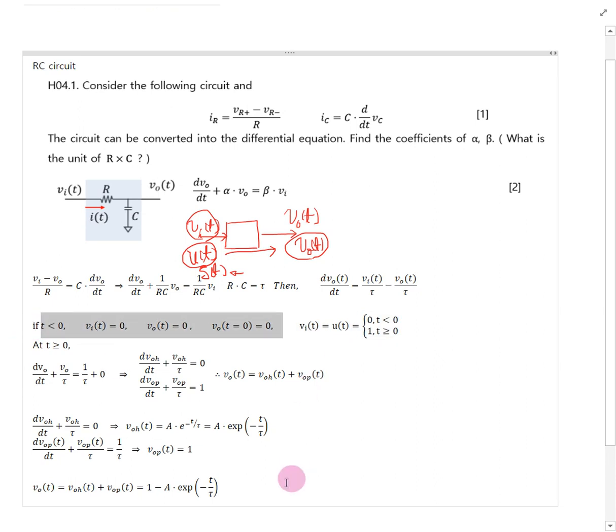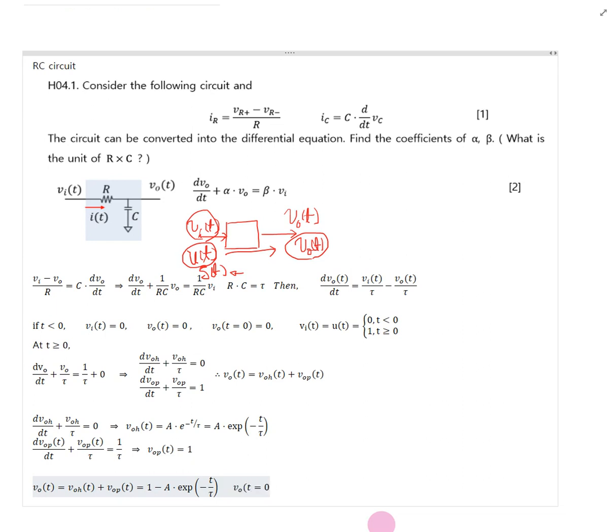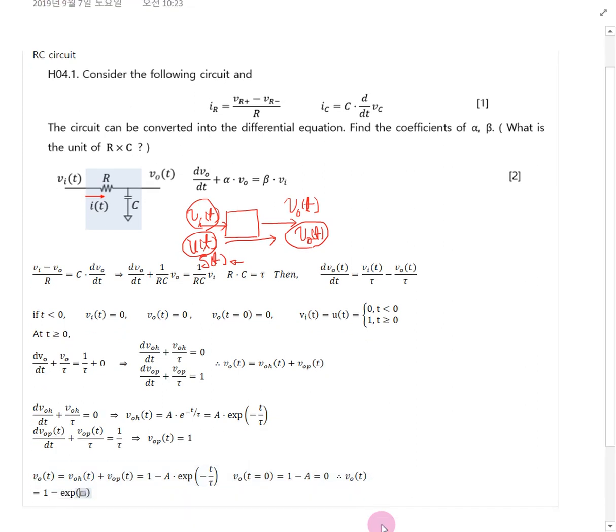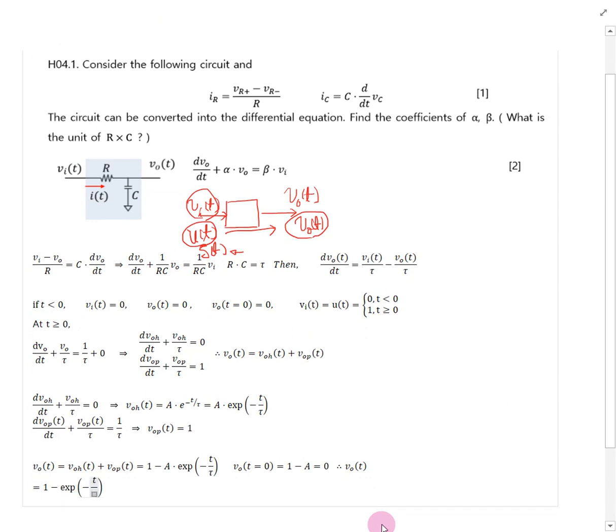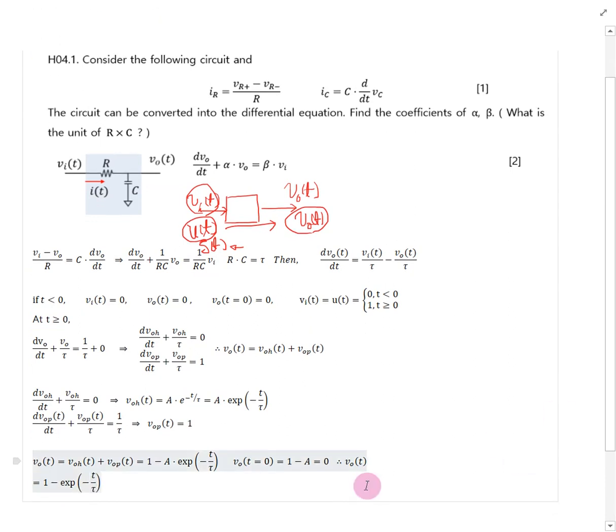So based on that information, we can determine the A value. 1 minus A should be 0. Therefore, V_O(t) is given by the particular solution minus the exponential of minus t over tau. Okay, I can write it down over here. So this is the solution.